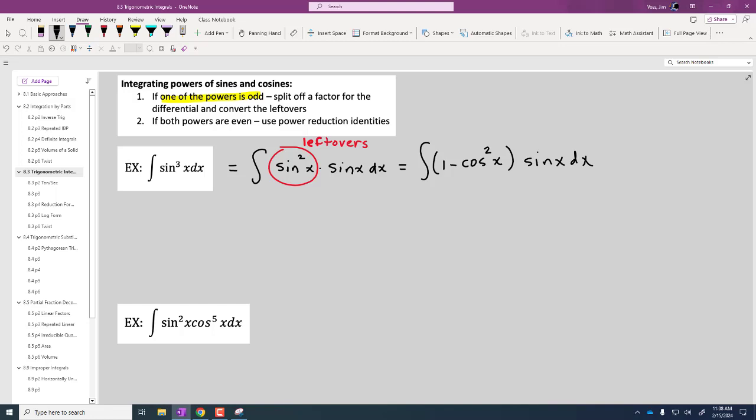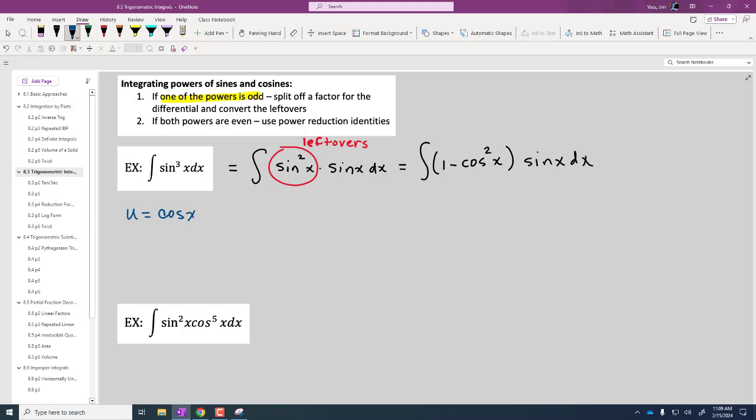Once we've done that, now we're ready for u-substitution. So pull one off, convert the leftovers, now we use u-sub. What are we going to let u equal? 1 minus cosine squared x? No. Sine of x? Because if we took the derivative of that, if we have cosine squared, bring down the 2, subtract 1, take the derivative of cosine. It's way simpler. We just let u be cosine.